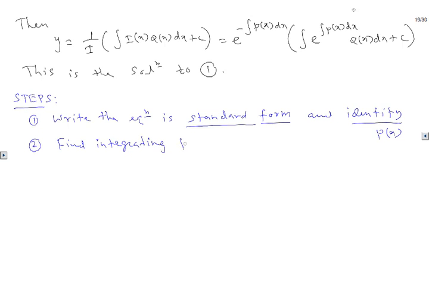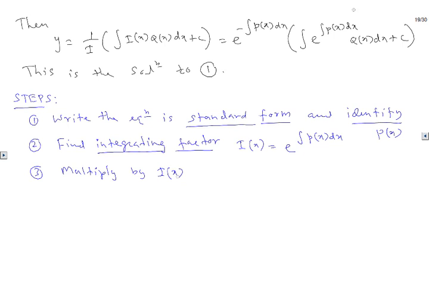Step two: find the integrating factor, I(x), which is e to the integral of P(x) dx. Okay, so we're going to find that. Third step, we're going to multiply by I(x).